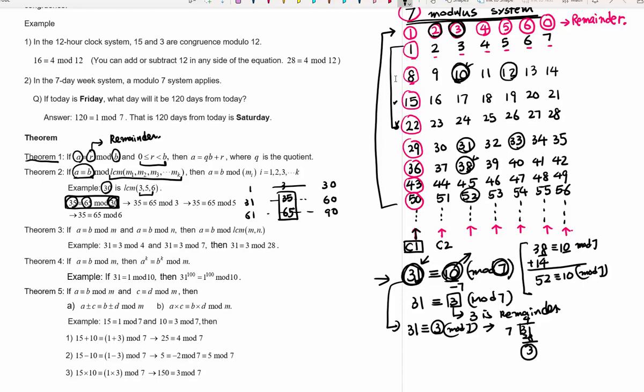65 minus 35 is 30, a multiple of 30, right? You know that. 65 minus 30 equals 35. I'm sorry, 65 minus 35 equals 30. 30 is a multiple of 30, right? So they belong to the same column. Is it okay? All right.